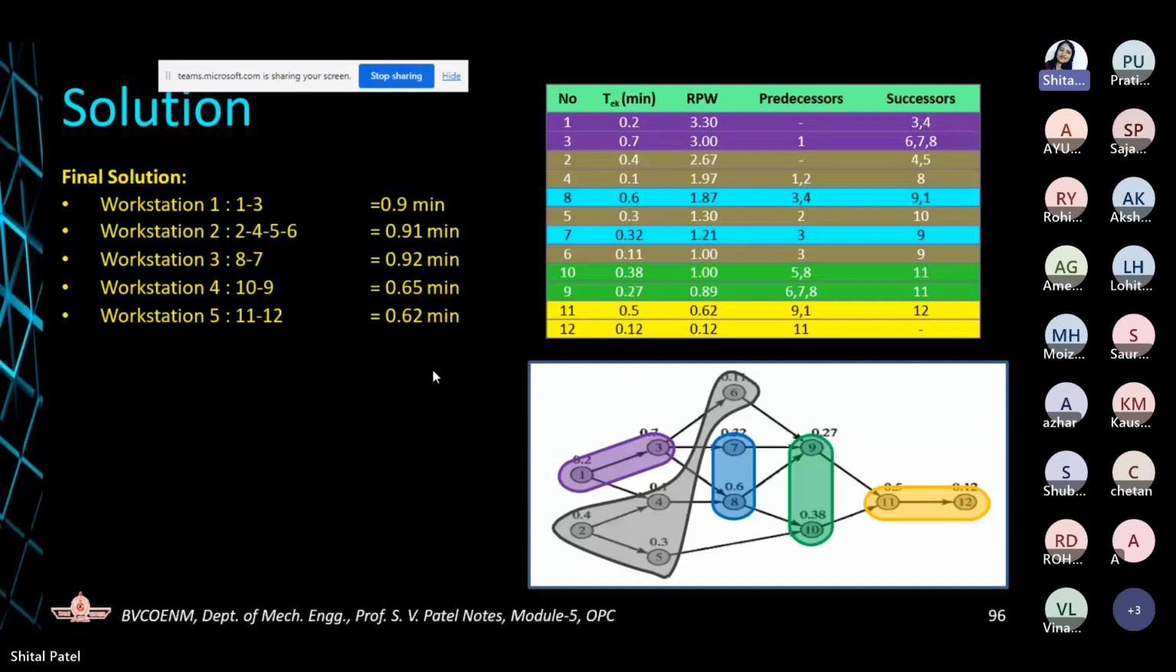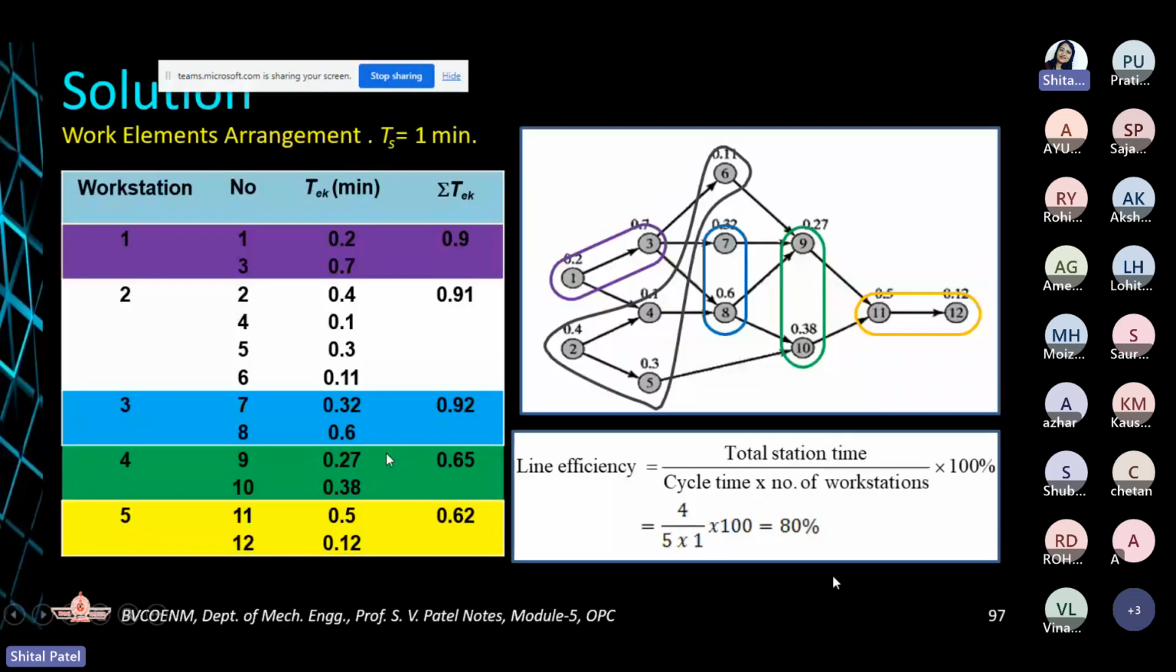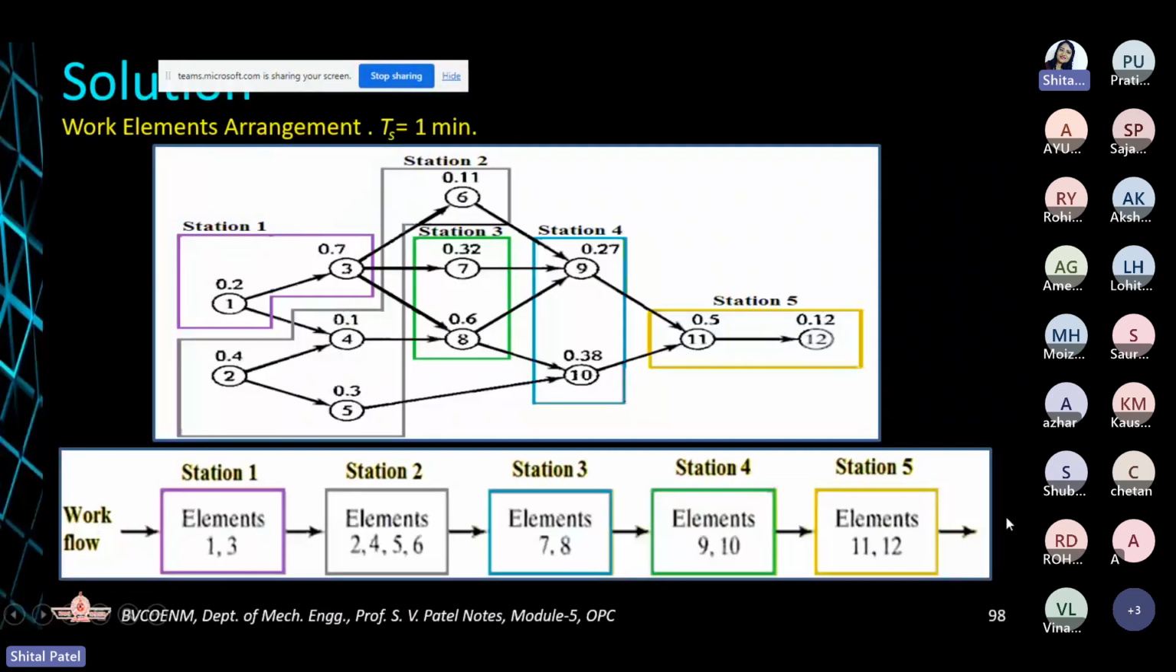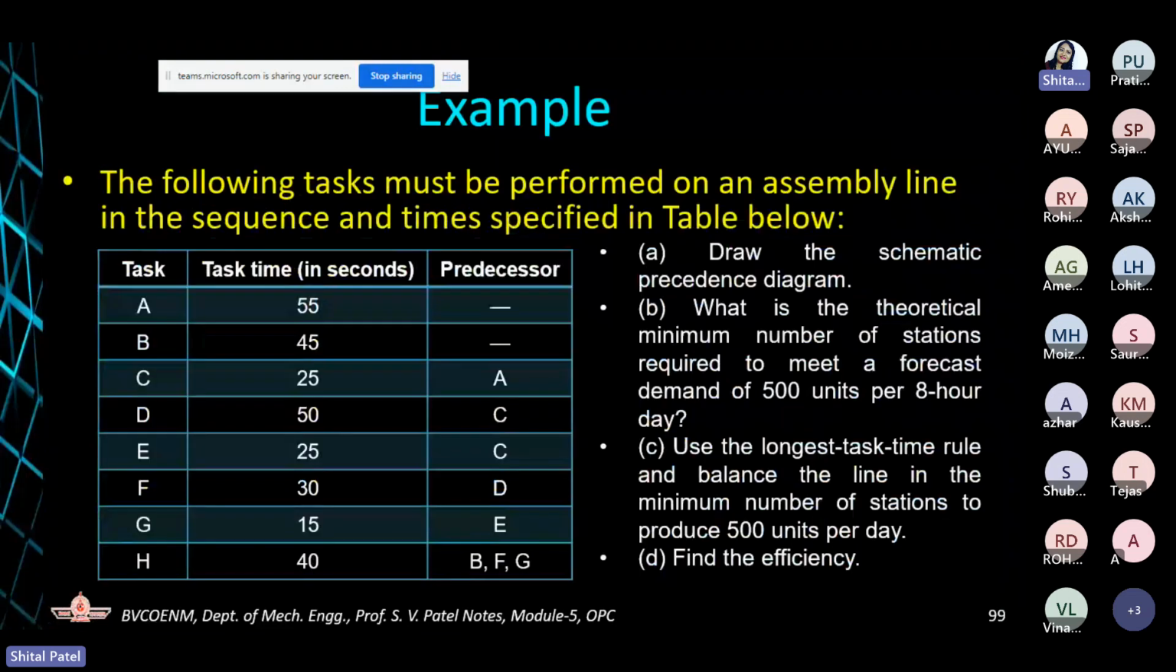Again, you need to find the line balancing and line efficiency. Again it is 80% only, and the final solution will be in this way. The grouping of the activities per workstation is a little different, and you get a more uniform working time at each workstation. Just try once and then we'll see further. Am I clear?